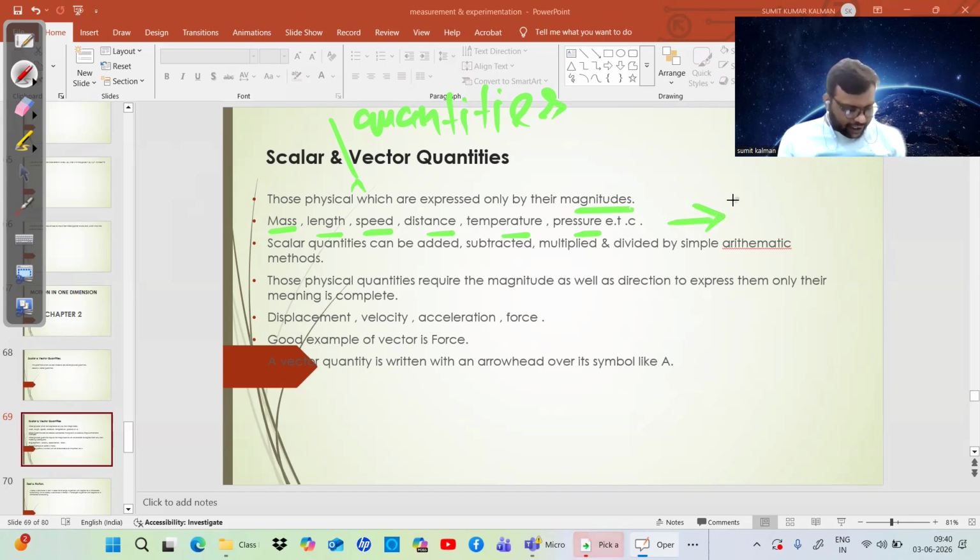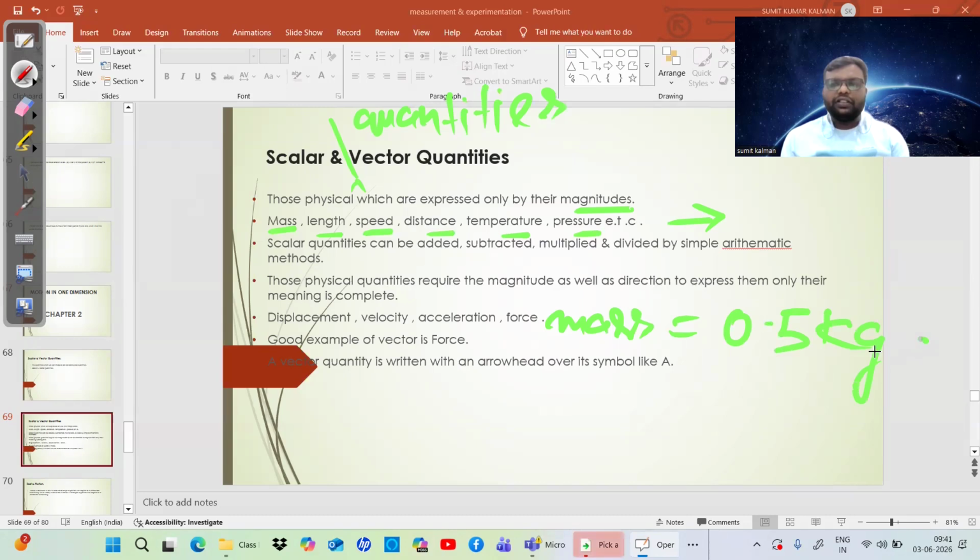Suppose I am saying the mass of a body is 0.5 kilogram. Then it has a complete meaning, and we are completely expressing the mass of the body. If I am saying the mass of a body is 0.5 kilogram, it has complete meaning.